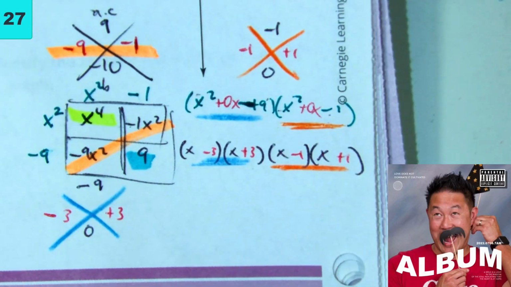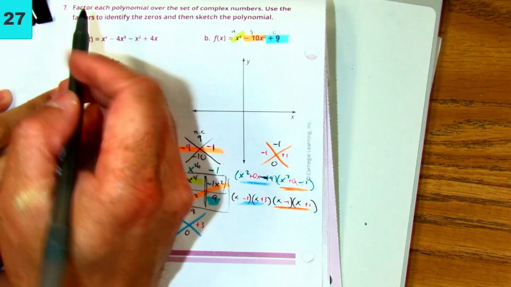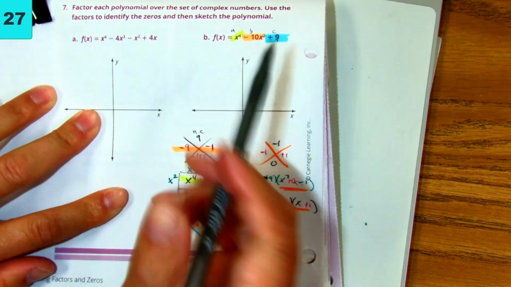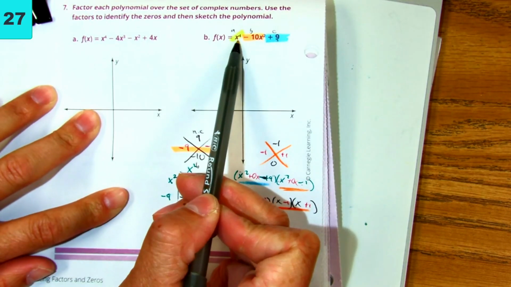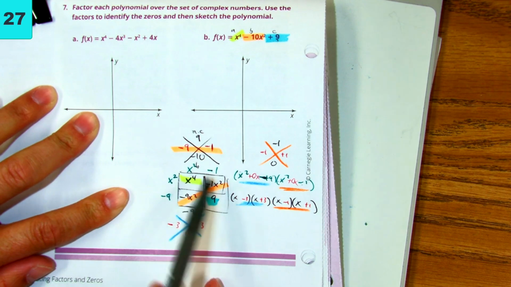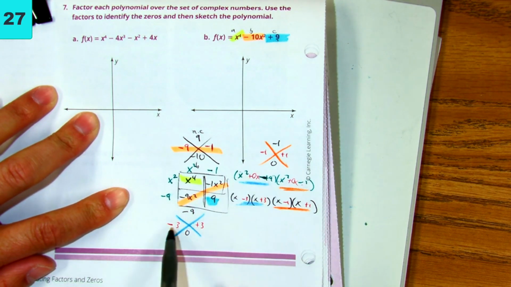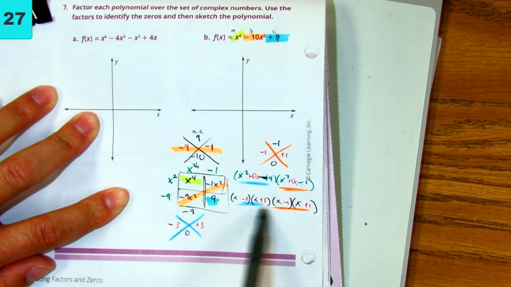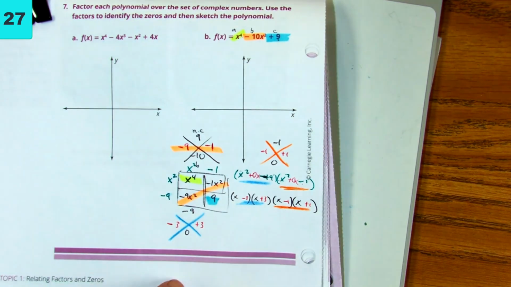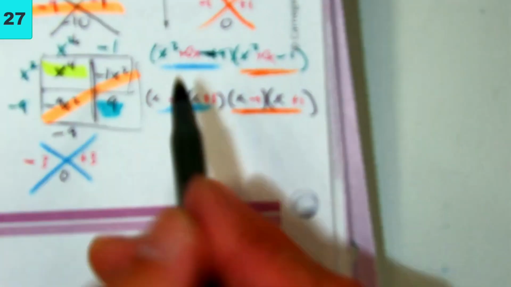Alright, let's review what we've done so far. It tells us to factor each polynomial. So I have a higher degree polynomial, and I use my Xbox method of factoring. And I get these. I factored it again, because I can keep going, and now I have something called linear factors. Why are they called linear factors? Because x is to the power of what? 1.